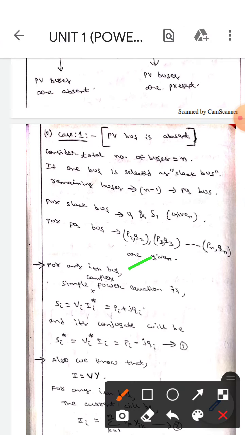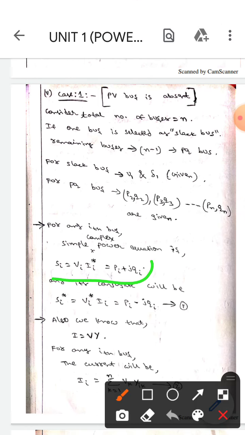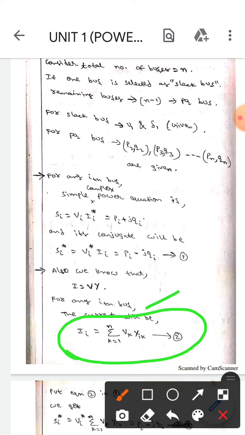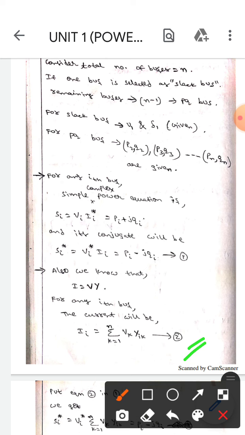Here for any ith bus, the simple complex power equation is Si equals Vi Ii conjugate, which equals Pi plus jQi. If we take the conjugate of this equation, we get Si conjugate equals Vi conjugate into Ii, which equals Pi minus jQi. Let it be equation 1. And we all know that I equals V into Y. For any ith bus, the current will be Ii equals sigma k equals 1 to n Vk into Yik. Let it be equation 2.